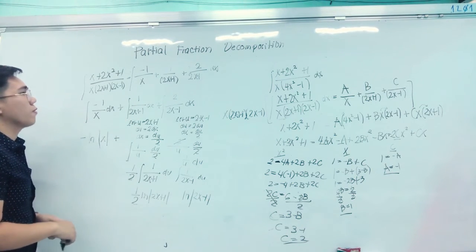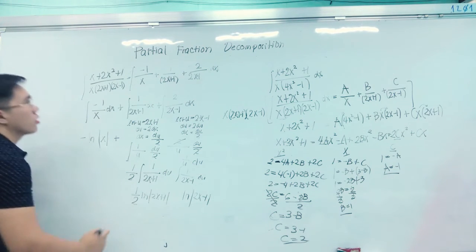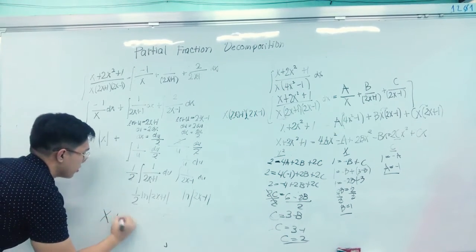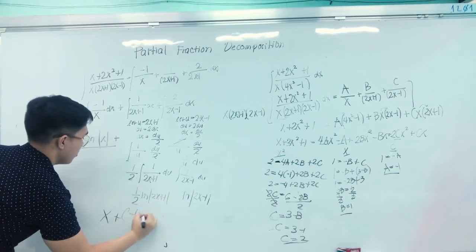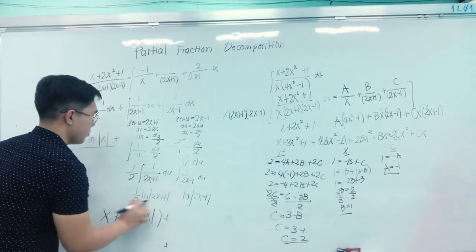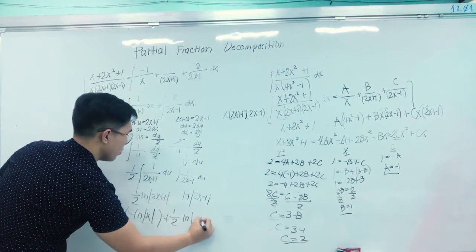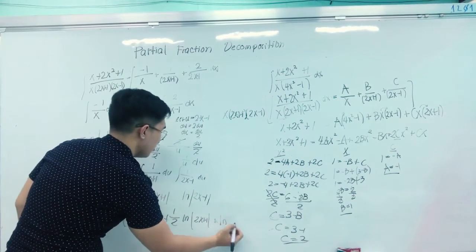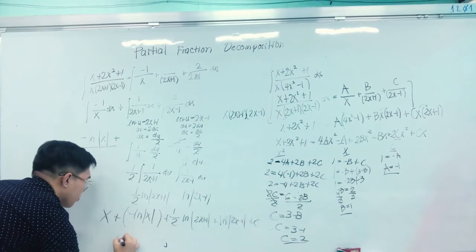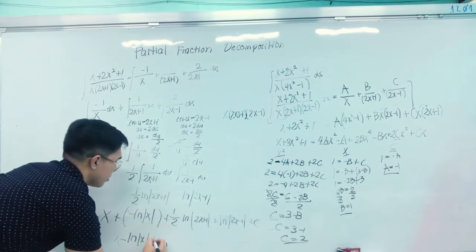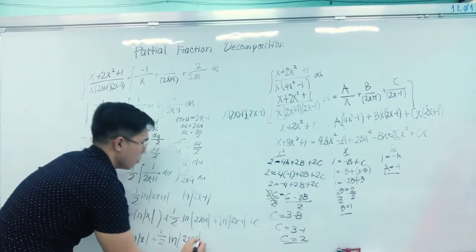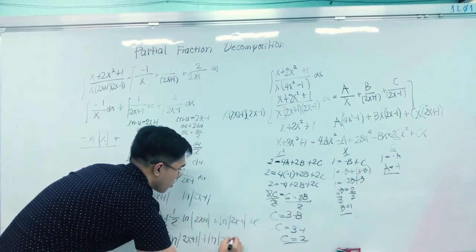Since we've integrated all of the parts of our whole equation, we can now add it all up to come up with the final answer. And since beforehand, you've already integrated 1 dx, there's an x, plus negative ln times the absolute value of x, plus 1 half ln of 2x plus 1 plus ln of 2x minus 1 plus c. So we're writing x minus ln of x plus 1 half ln of 2x plus 1 plus ln times 2x minus 1 plus c.